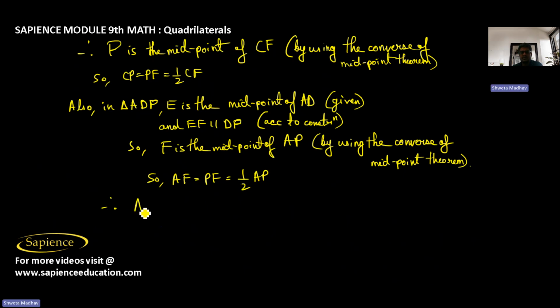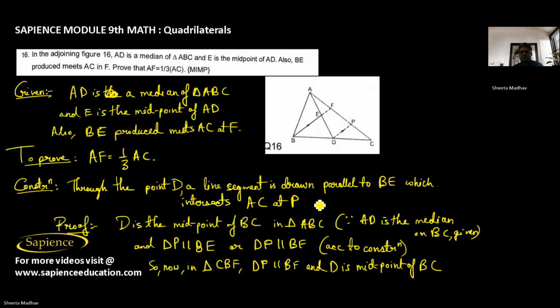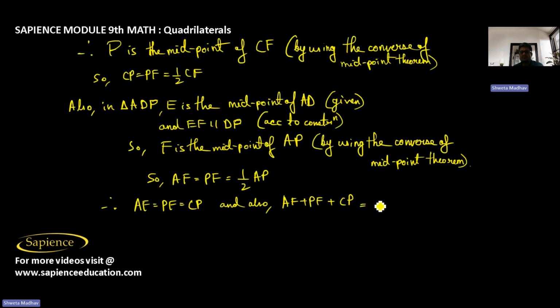So therefore, we can see that AF is equal to PF is equal to CP. And also AF plus PF plus CP is equal to AC. So hence, we can say that AF is equal to 1/3 of AC. So hence proved.